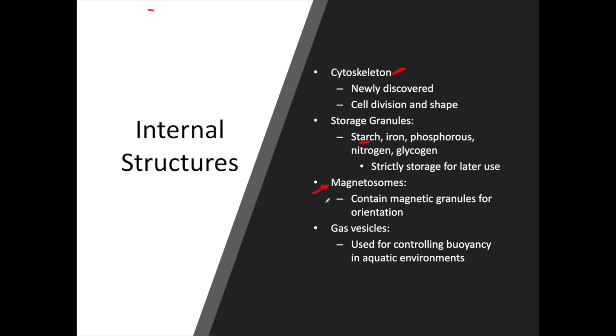Magnetosomes are used by very few. They're quite rare, but they are used by some bacteria, particularly in aquatic environments, to orient themselves to the poles of the earth so they can move around in different areas in bodies of water. And the last are gas vesicles, also used by bacteria in aquatic environments, similar to the swim bladder in a fish. They use it to control buoyancy. Sometimes they want to be closer to the surface, sometimes they want to be lower down in the water.